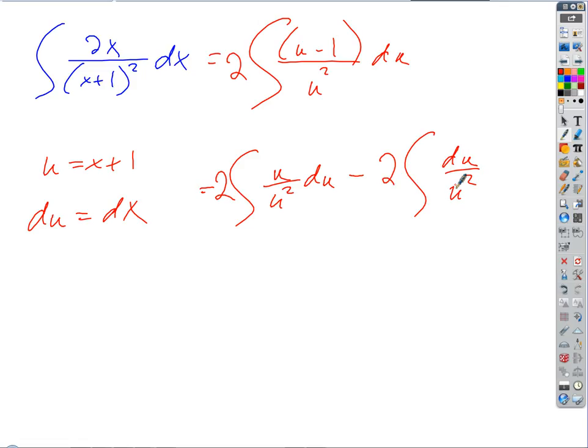I was understanding up until right there. Well, drew a minus sign and then 2 integral. Oh, unrelated.